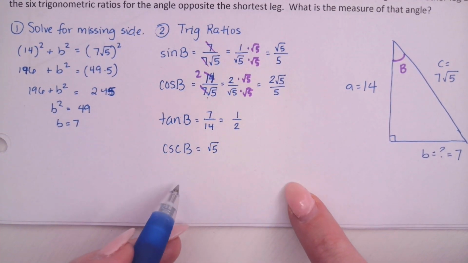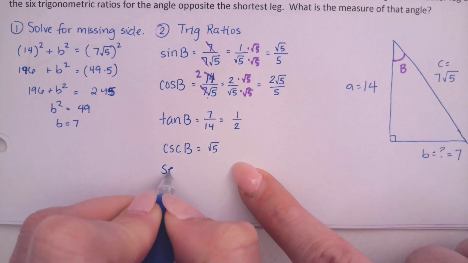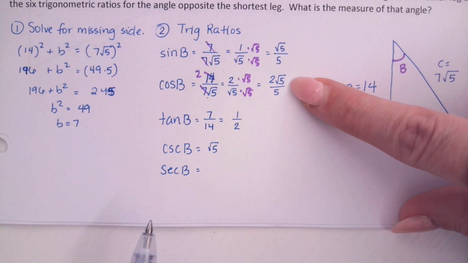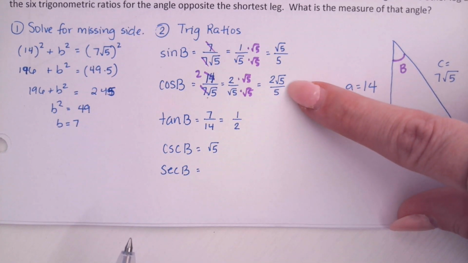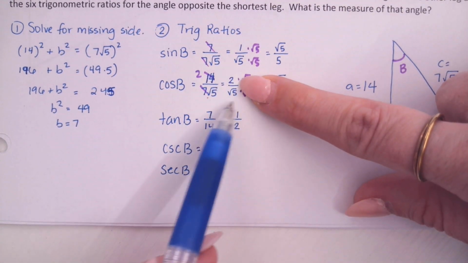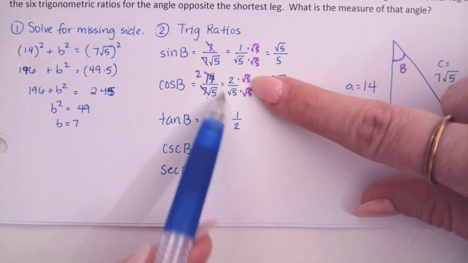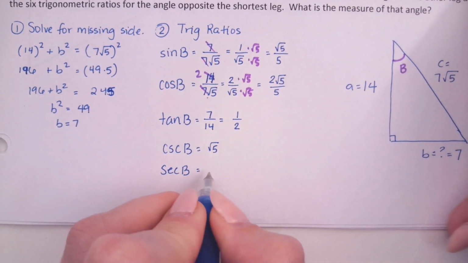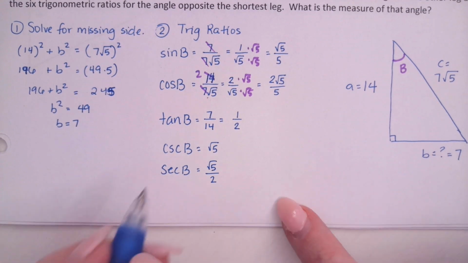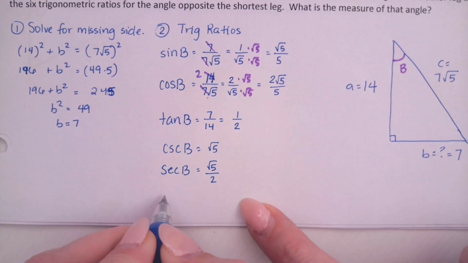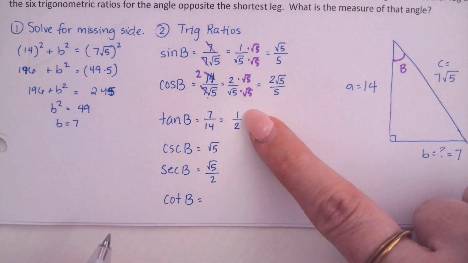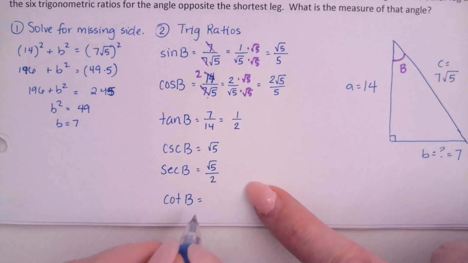Reciprocal of cosine is secant. Secant of B. Okay, this was my final answer, but I don't want to flip this part over. If I flip this over, I'm going to have to re-rationalize it. I want to take before we rationalize and flip this over. Root 5 over 2. And then we don't have to re-rationalize. And then reciprocal of tangent is cotangent of B, which would be just 2, because you'd flip over 1/2.